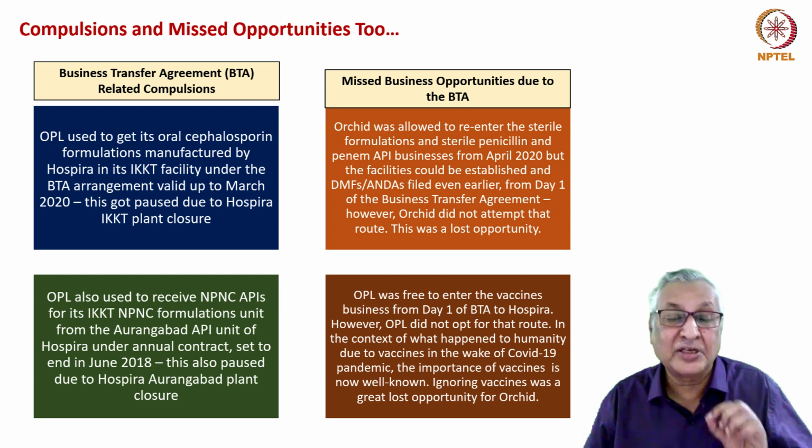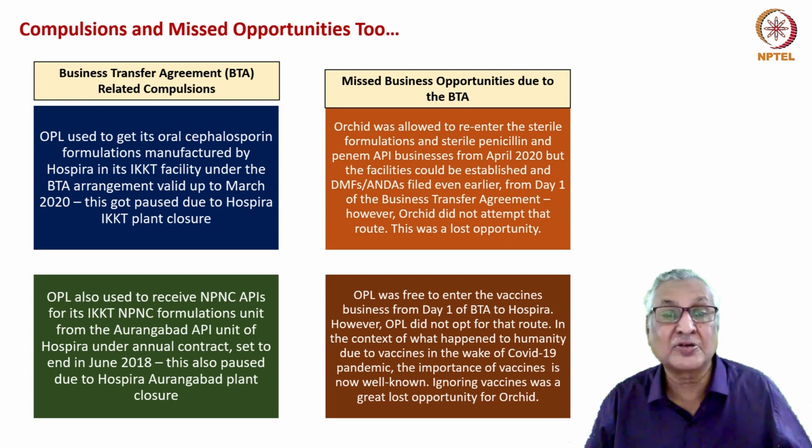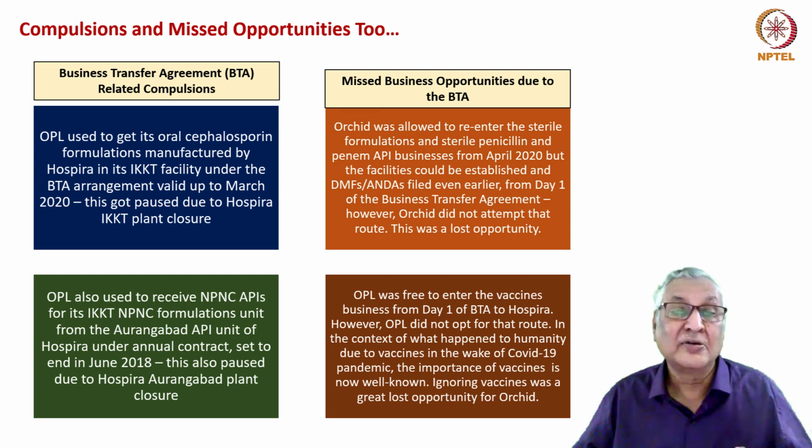Similarly, while non-compete was there in respect of sterile injectables, there was no non-compete at all in respect of the vaccines business. Orchid Pharma could have undertaken the vaccines business from day one of the business transfer agreement, that is, from 30th March 2010. We all know what happened in terms of the importance of vaccines post COVID-19. If only Orchid undertook vaccine development and vaccine manufacture, Orchid would have really turned around and would never have had the necessity to face an IBC proceeding. This was a missed opportunity of a different kind, although the BTA provided the facility for developing such businesses.